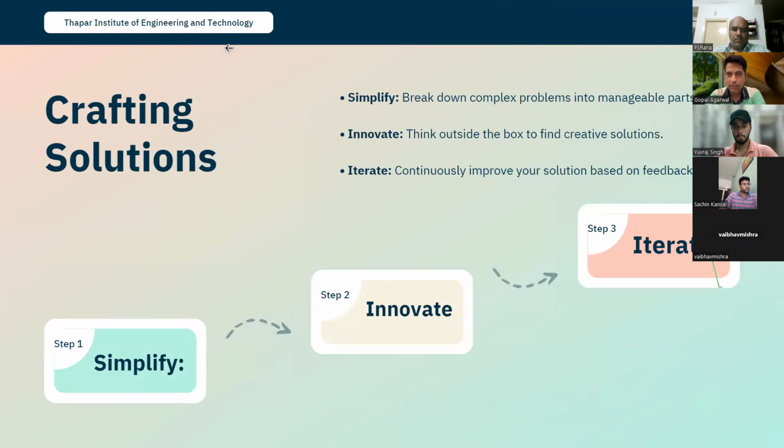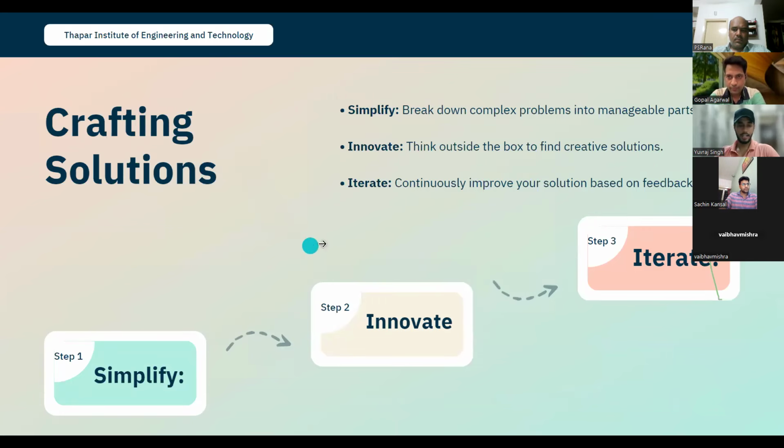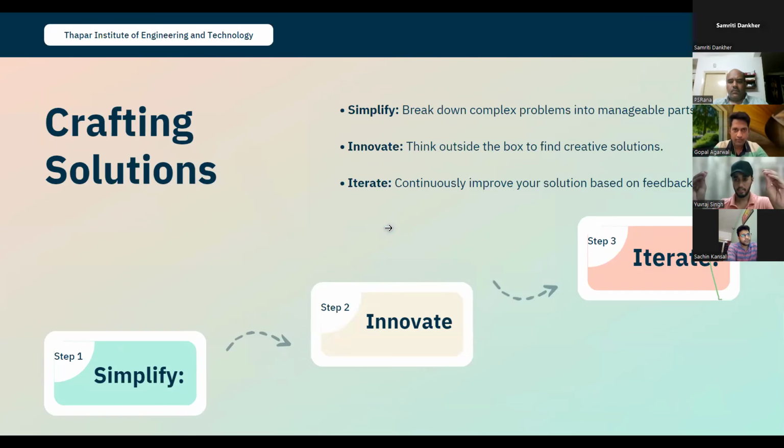Yeah, Yuvraj, if you would like to tell about how to craft good solutions as well. Yeah, sure. So first of all, I would like to give the description of what a good solution looks like. So a good solution, I would say, includes that if you can describe your solution in a single sentence, no matter how many times you have been asked about it.